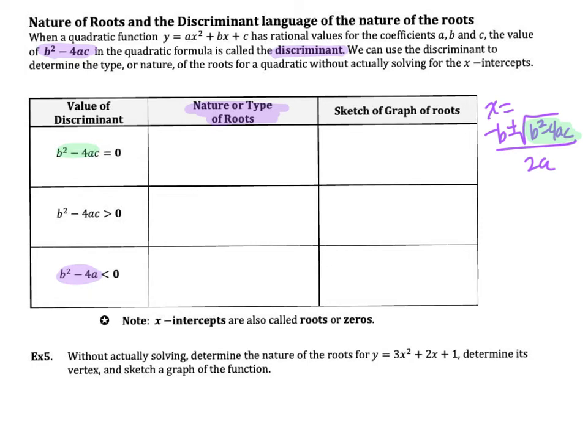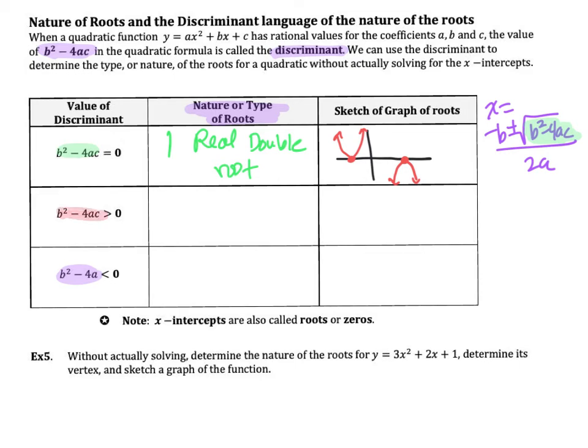If the portion underneath the radical is 0, that means we have 1 real double root. And graphically, what does that mean if you were to sketch the graph? That means the graph is going to come down and the vertex is right on the x-axis and it's going to bounce away, or it's going to come up because it's a negative leading coefficient, and bounce away because it's a double root.